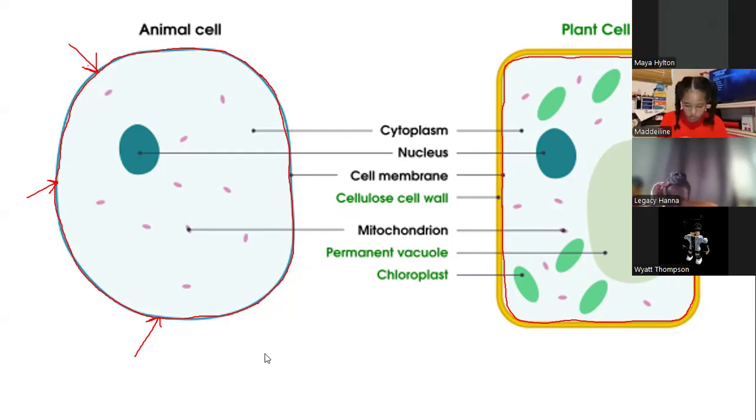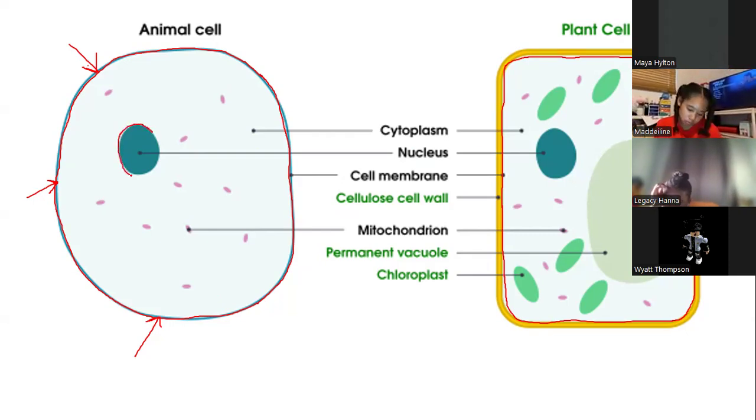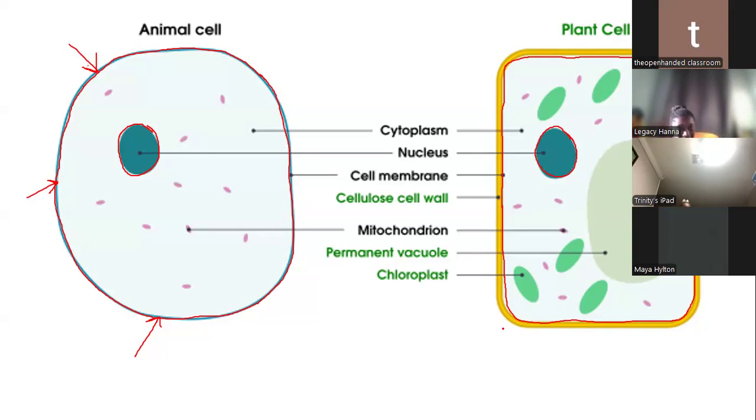All right. Then we have this structure. What do we call it? The nucleus. Very good. What is the nucleus? The nucleus is the brain of the cell. It controls all the activities. Very good. Trinity and Kylie, what do we call the structure right now?